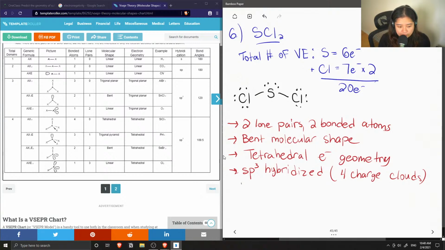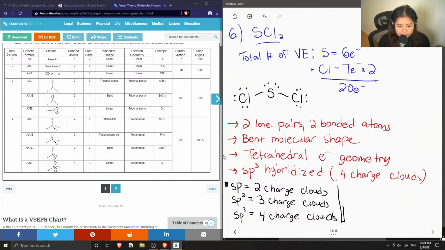So for example, an atom is sp hybridized when there are 2 charge clouds, sp2 when there are 3 charge clouds, and sp3, like our example, when there are 4 charge clouds.